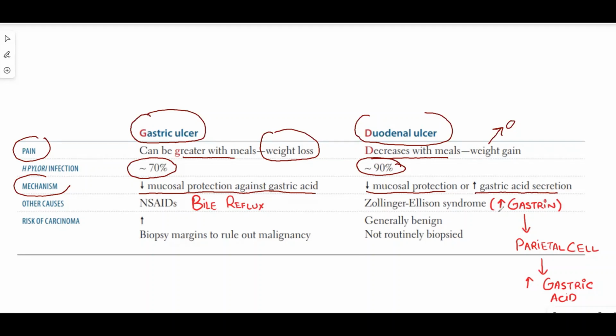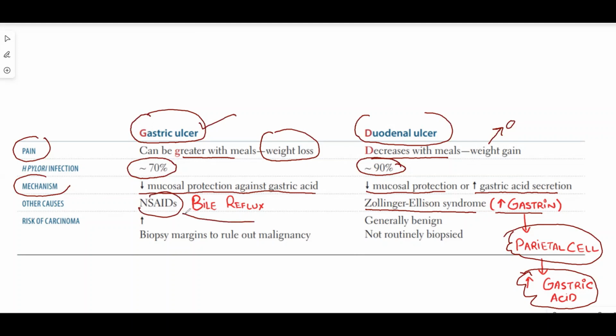Gastrin is a hormone that acts on the parietal cells, and it will lead to increased gastric acid production. Another cause of the duodenal ulcer is Zollinger-Ellison syndrome, which is basically a gastrinoma where excess gastrin production takes place. The other causes of the gastric ulcer are NSAIDs and bile reflux. Risk of carcinoma is increased in the gastric ulcer, so biopsy is required, while the duodenal ulcer is generally benign.